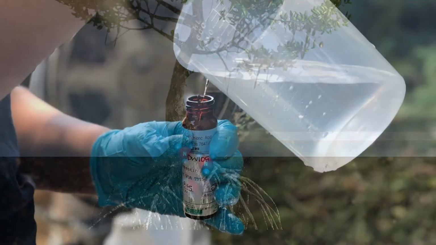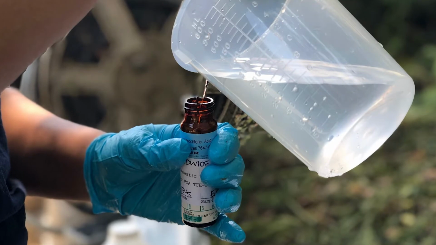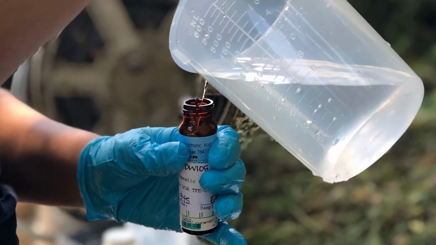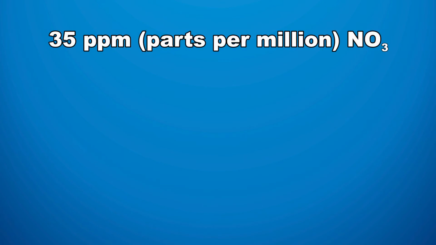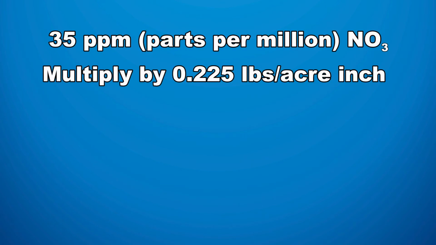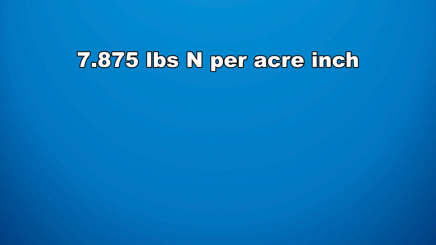An inexpensive well test can tell you exactly how much nitrate is in your irrigation water. Here's how to do the math. Take the test results, say 35 parts per million, and multiply by 0.225. That equals 7.875 pounds of nitrogen per acre inch of water.